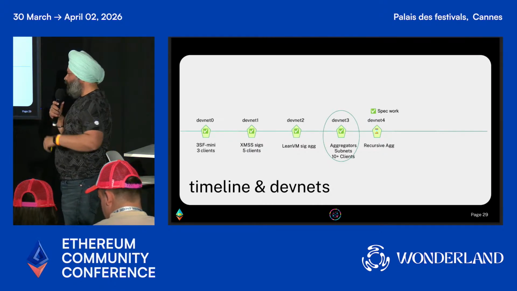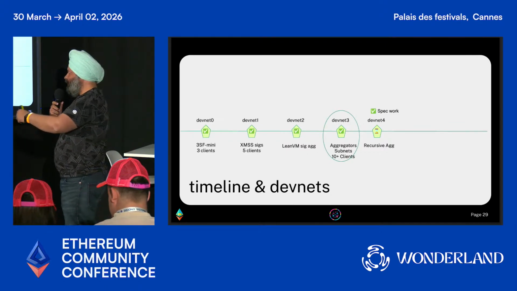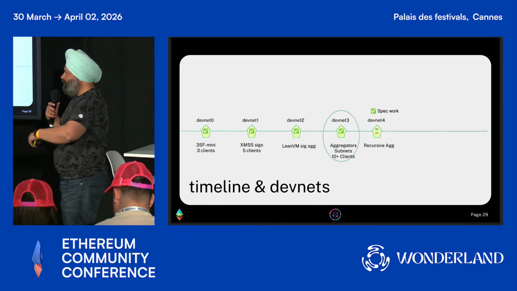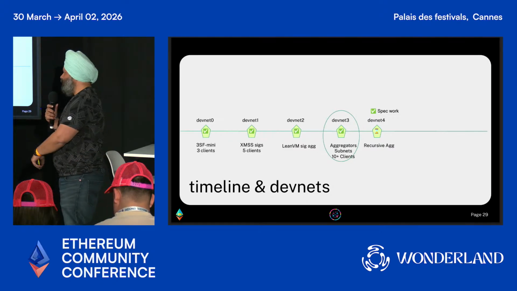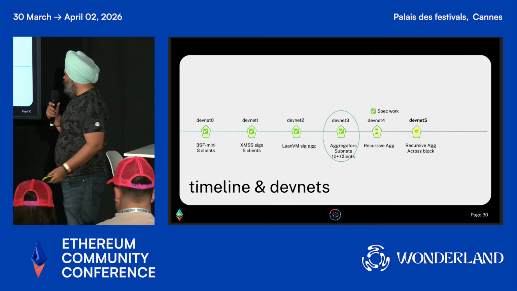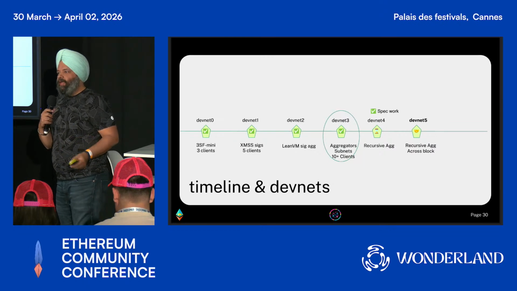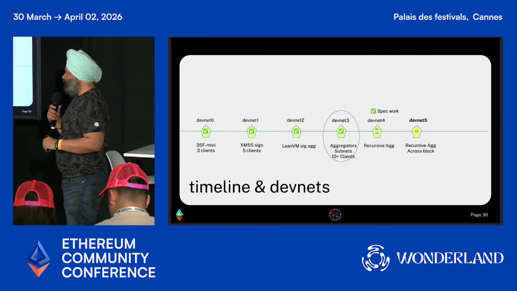So we don't want the attestations which have the same data, but are still across the subnets, to be packed differently. And in DevNet 5, what we are planning is recursive aggregation across the block, which basically means that the block will have just a single signature. There won't be many signatures.